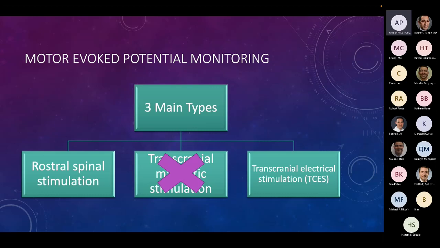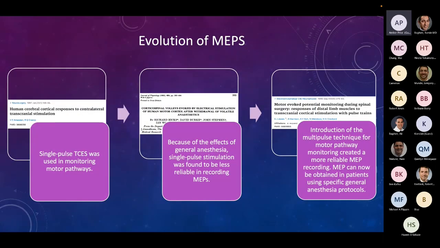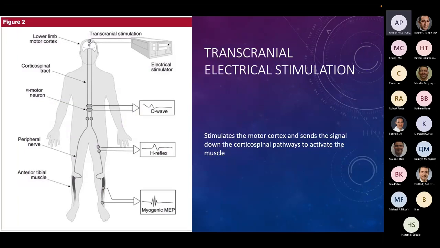But you can have rostral spinal stimulation, and that was what was initially used, and then we subsequently developed transcranial electrical stimulation, which is much less invasive for the patient. When we first started using MEPs, we used a single pulse technology, but because of the effects of general anesthesia, it was found to be highly ineffective. We then had the introduction of a multipulse technology that allowed for a more reliable MEP recording. This allowed the MEPs to be monitored using very specific anesthesia protocols, and we'll mention that a little bit later.